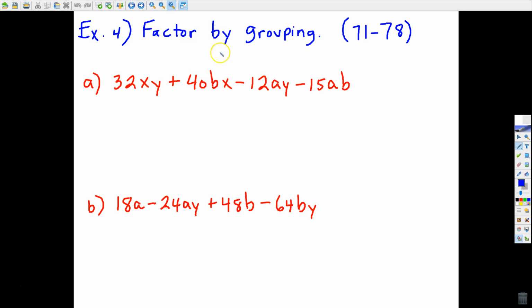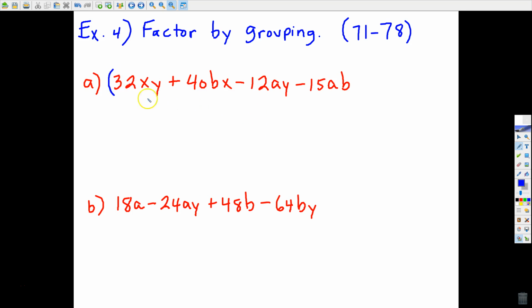So this factor by grouping method, not sure if you've seen this before, but here's how it works. In each of these problems, we're given 4 different terms. This is a polynomial expression, 4 different terms. So the goal is to try to figure out a way to come up with 2 groups of 2, and within each group we should have a GCF that can be factored out.